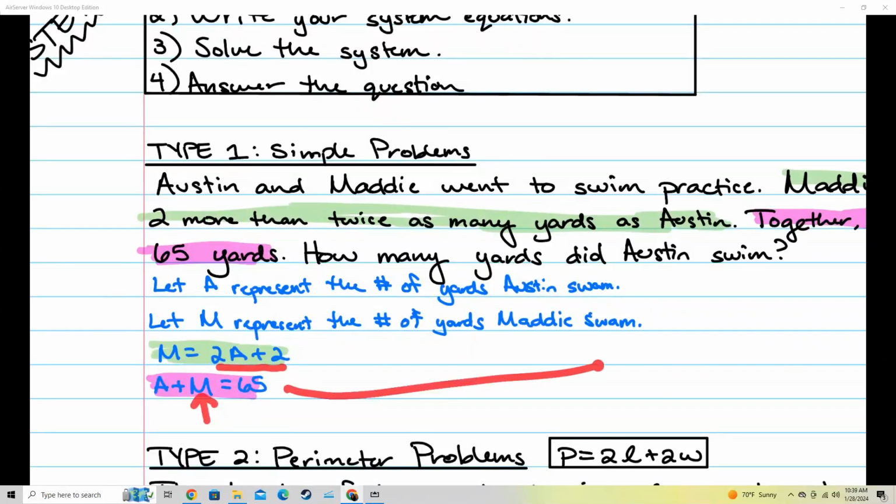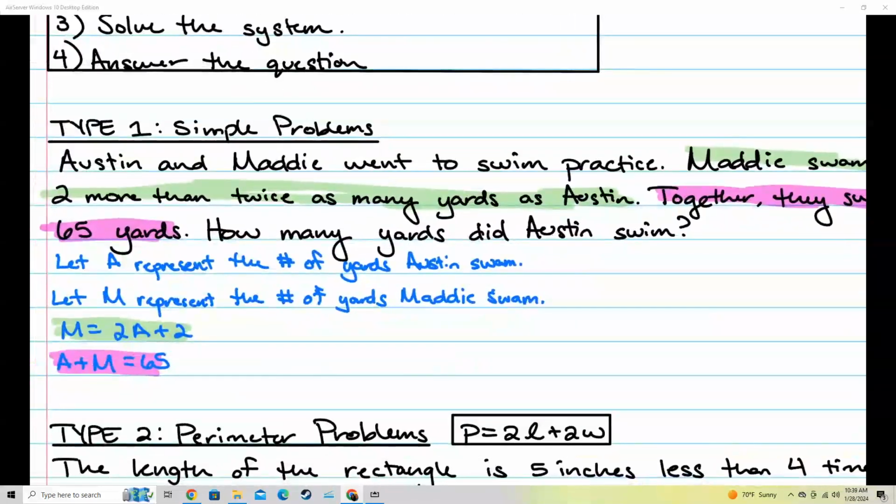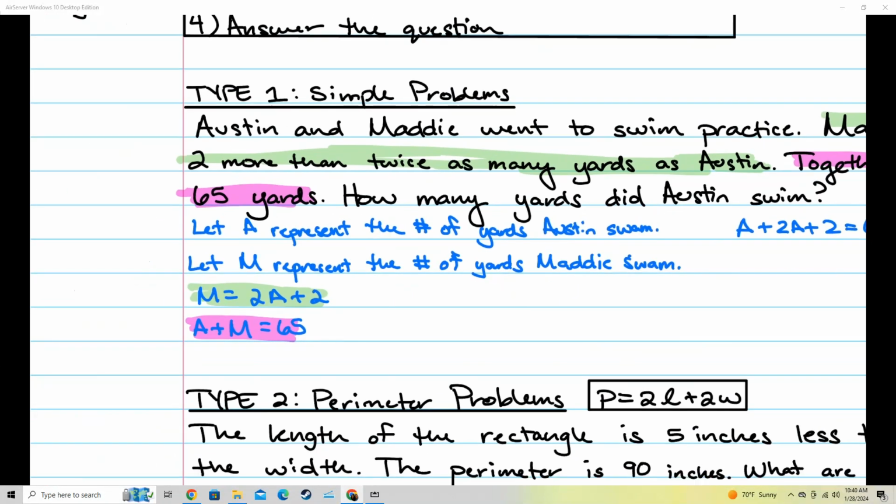So let me go ahead and start doing that way over here because I have a lot more space over here. Instead of writing A plus M equals 65, I'm going to write A plus, there's my M. Instead of M, I get to replace it with 2A plus 2 because they're the exact same thing. So A plus 2A plus 2 is equal to 65. Now we just need to solve that system, right? I said I'm going to be using substitution. Actually, let me go ahead and put a little thought bubble right here. Substitution is the way to go for this particular problem.